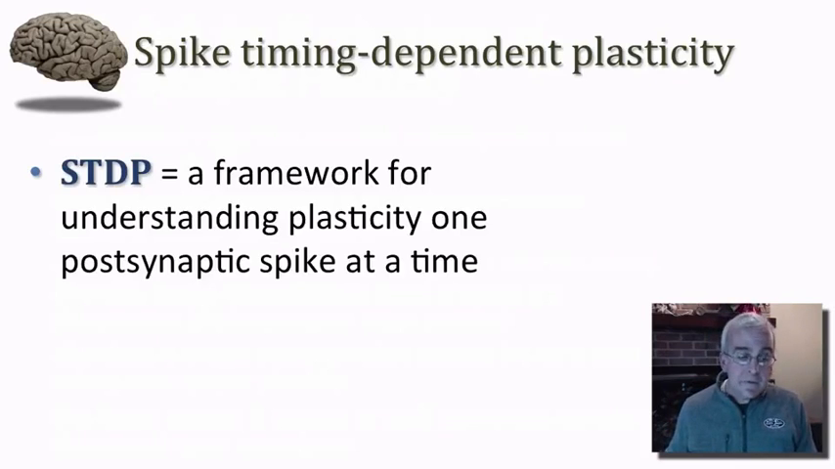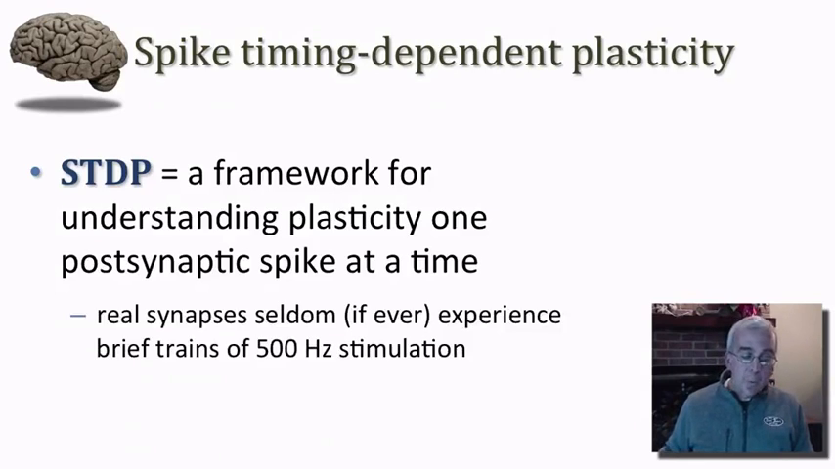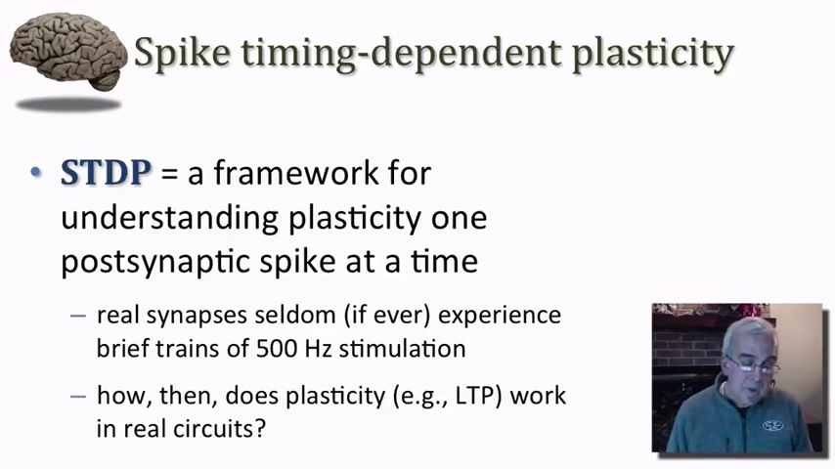Spike timing dependent plasticity provides for us a framework for understanding plasticity in the brain, one postsynaptic spike at a time. And here's what I mean by that. Real synapses seldom, if ever, experience brief trains of high-frequency stimulation of the sort that were used in the hippocampal slice preparations in order to demonstrate long-term potentiation. So one might reasonably ask, how then does plasticity work in real circuits if they don't experience the kind of stimuli that typically were used, at least in the classical studies of long-term potentiation?